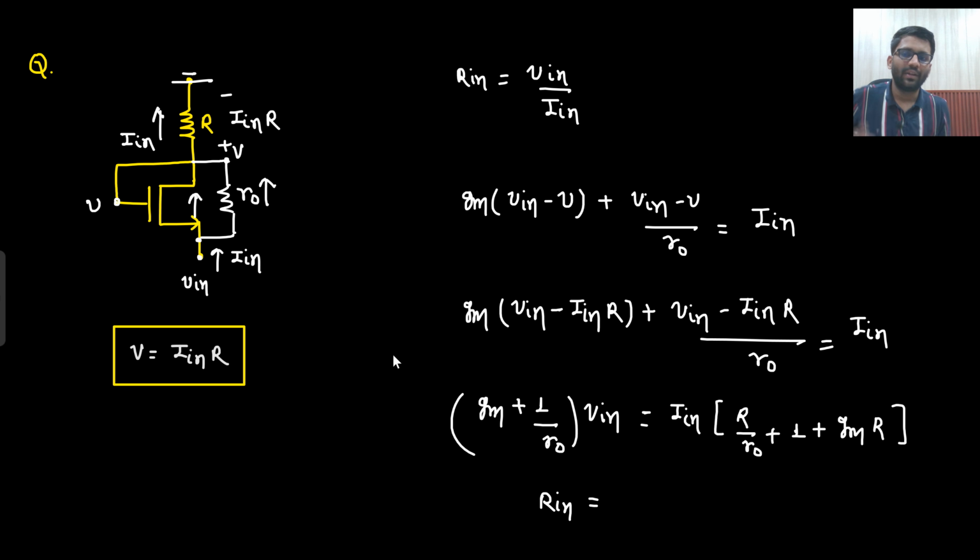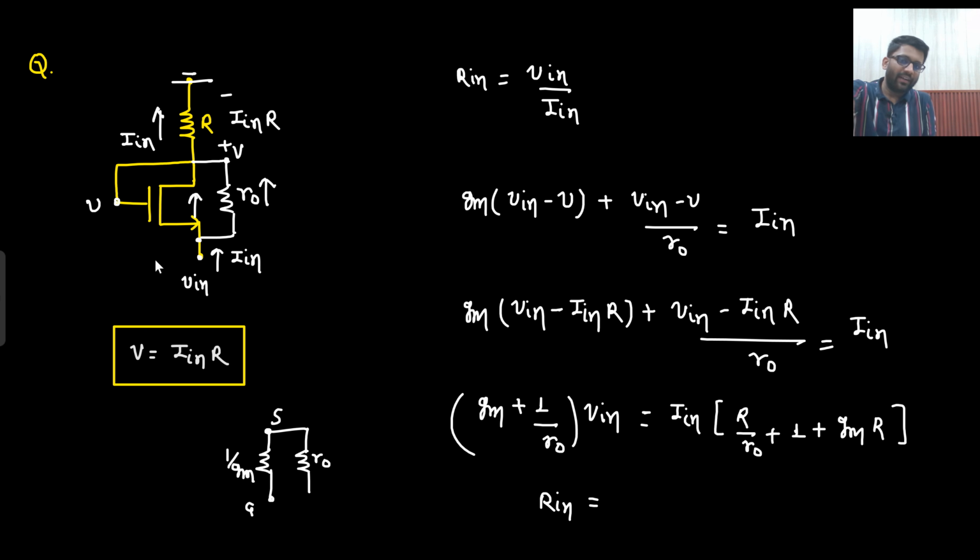How? What did I tell you? From source to gate, how much resistance do you see? 1 by Gm. From source to gate, the resistance I see is 1 by Gm. So from source to drain, how much resistance will I see? R naught. From source to drain I see R naught resistance.